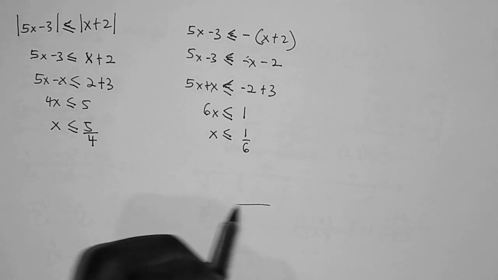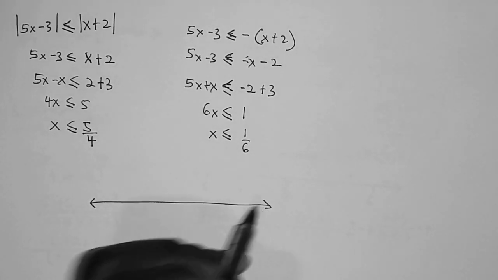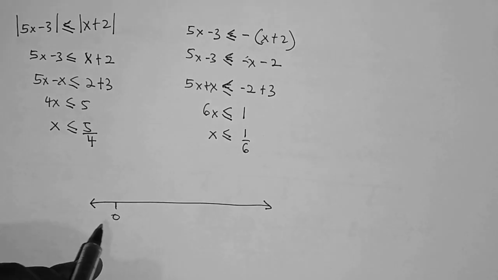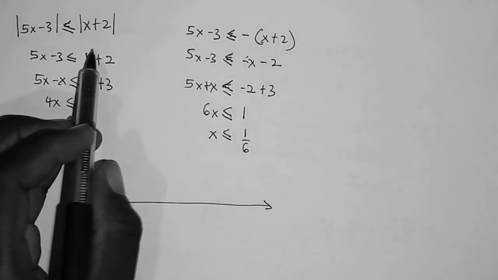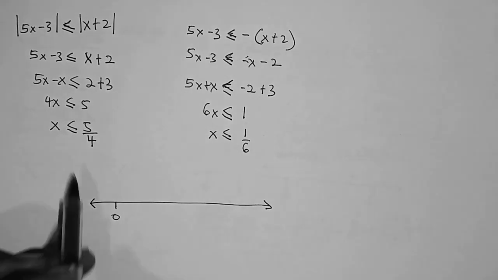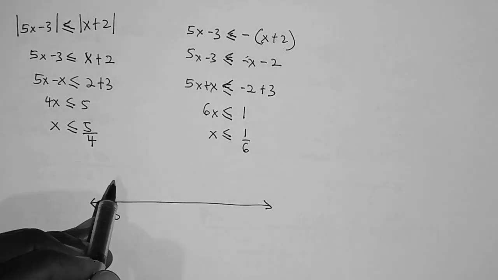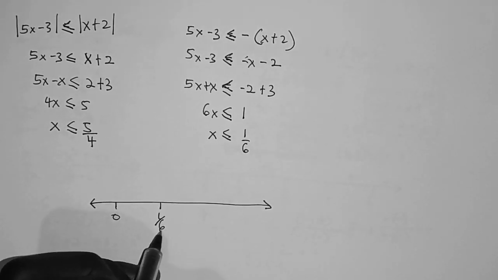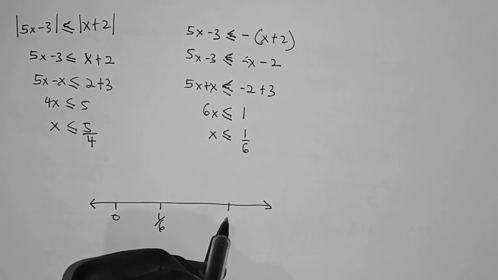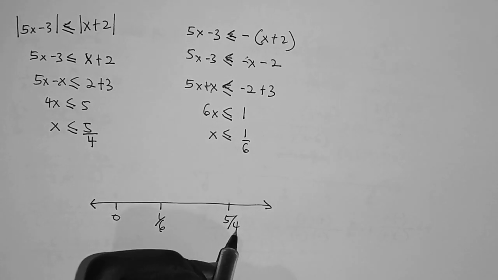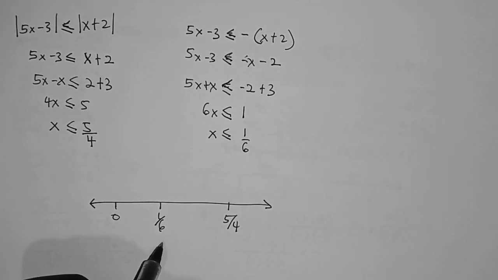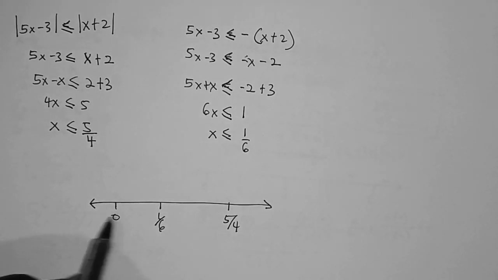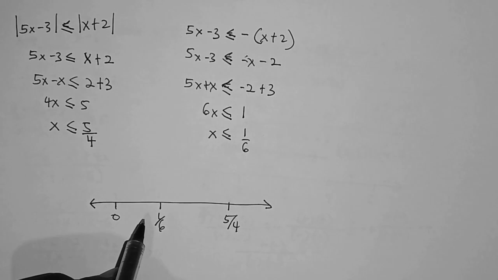So let's represent this on a number line and find the range of values of x for which this equation exists. So here is 5 over 4 and here's 1 over 6. 1 over 6 is less than 5 over 4. So now let's take values that are less than 1 over 6. For example, 0. Let's insert 0 here.